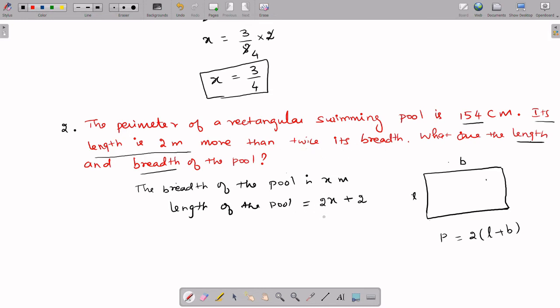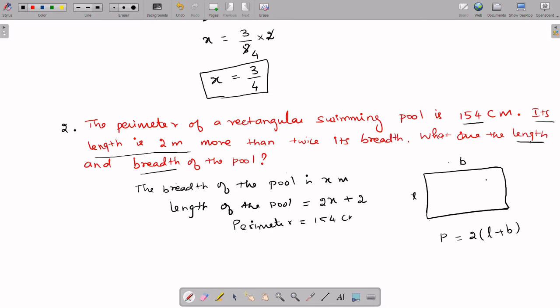So we take breadth is x. Twice of its breadth, now you have to take it to be 2x, and that is added with 2, and that is more than twice. Okay, so that we take it to be 2x plus 2. Okay, and what is given in perimeter? Perimeter of the rectangular pool is given to be 154 centimeter.